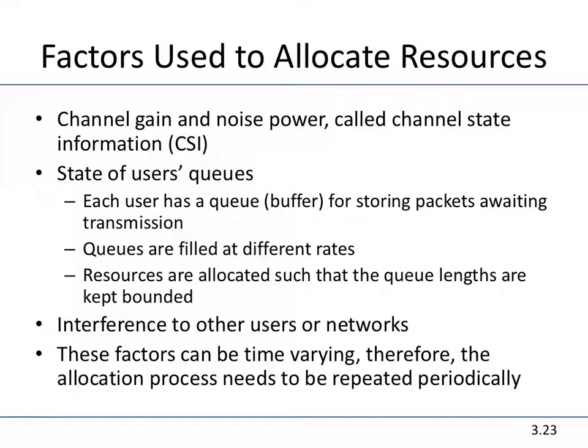In that case, we are not allocating the power budget. The power is the same, but we're trying to allocate the time slot to a specific user. That's another type of resource allocation. So when we allocate these resources to the users, we need to take into consideration, for example, the channel information. So if I take into consideration the channel information, is this good or bad?